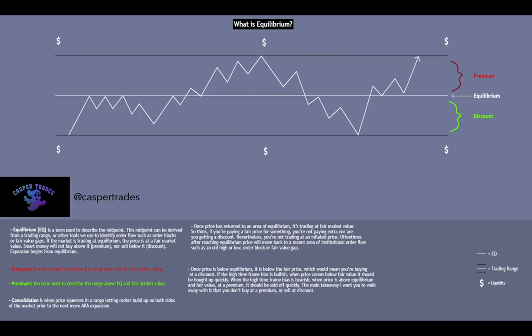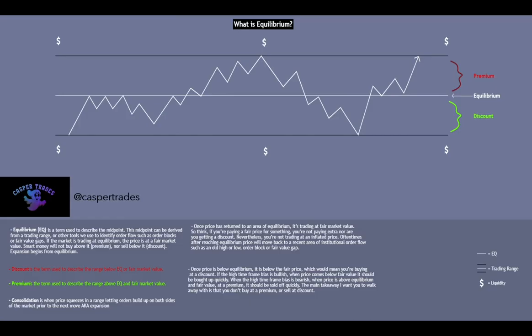One way to look at equilibrium is by drawing a parallel channel over the range that the asset is trading at, right? Again, to touch on equilibrium, it is the midpoint. This midpoint can be derived from a trading range, order blocks, fair value gaps, whatever. Equilibrium is just the median. If the market is trading at equilibrium, then the price is at a fair market value. Smart money will never buy above fair market value, and they will never sell below it. Expansion always will begin from equilibrium.